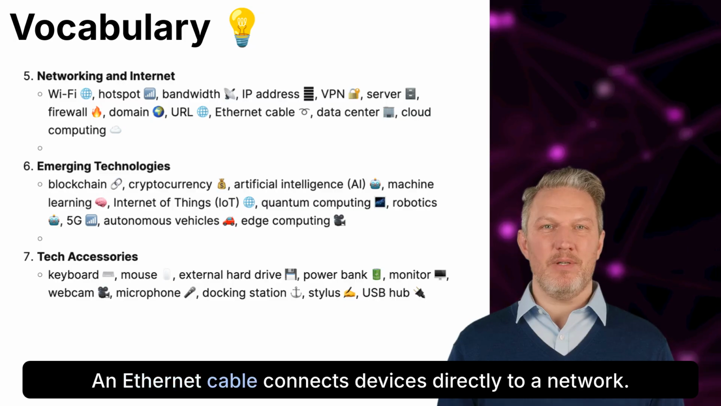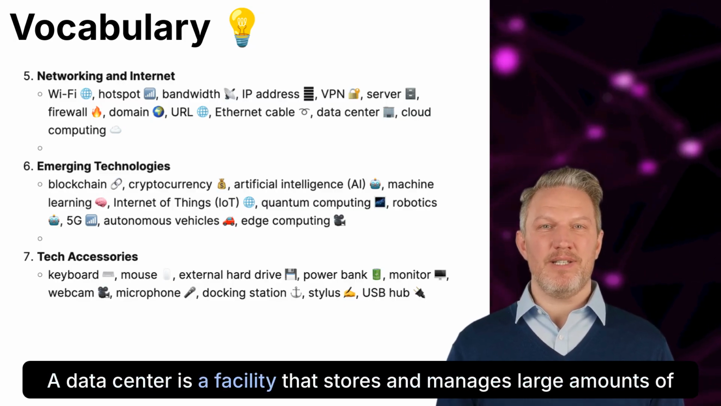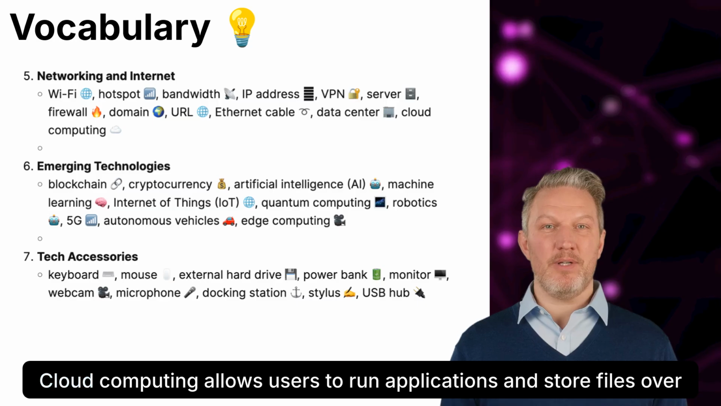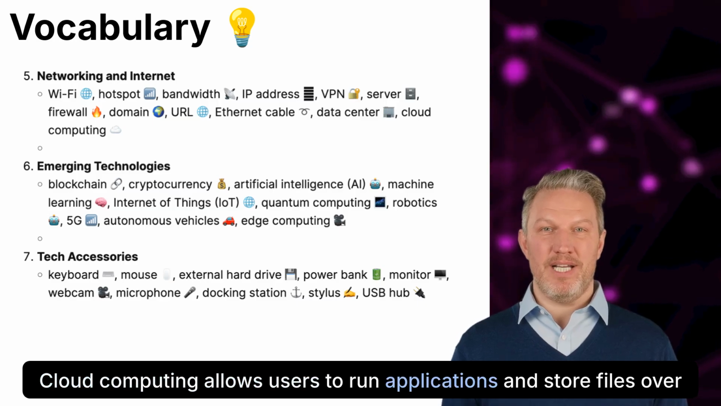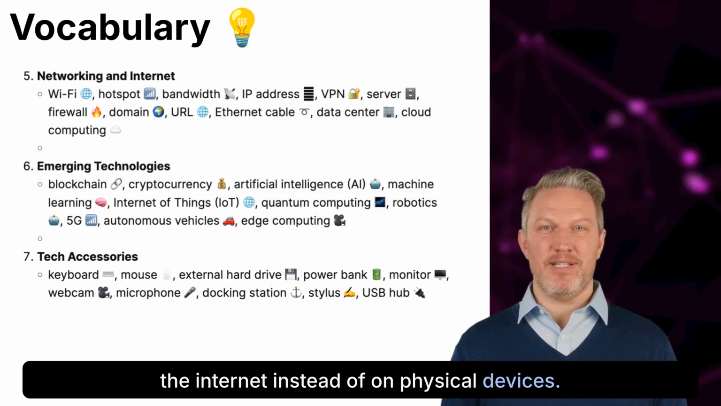An Ethernet cable connects devices directly to a network. A data center is a facility that stores and manages large amounts of data. Cloud computing allows users to run applications and store files over the internet instead of on physical devices.